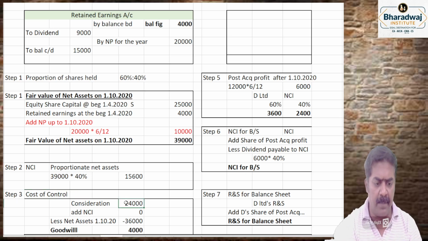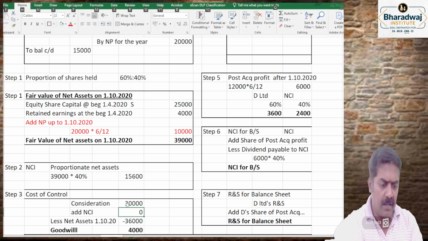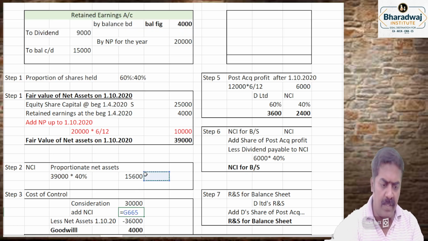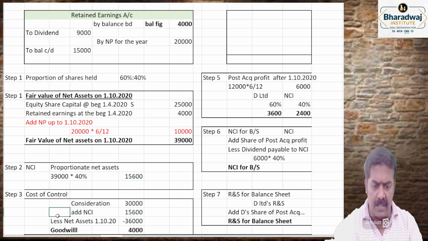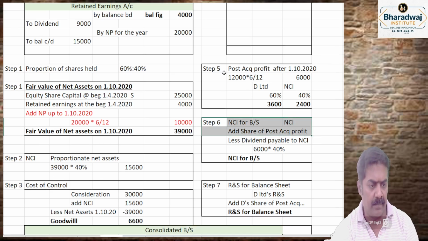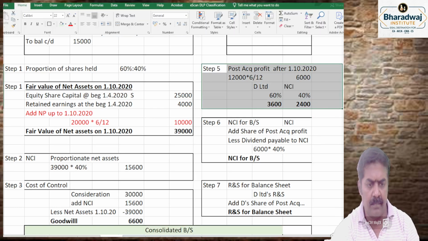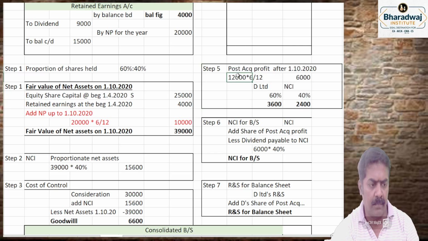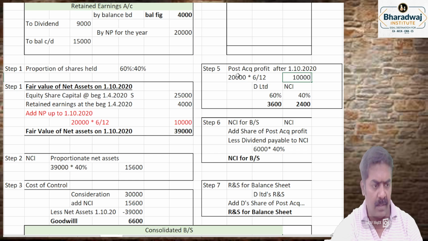What is the consideration paid? 30,000. NCA 15,600. Net assets 39,000. We should get goodwill of 6,600. Post acquisition profit 20,000 into 6/12 is 10,000.